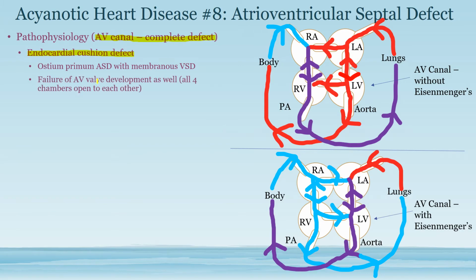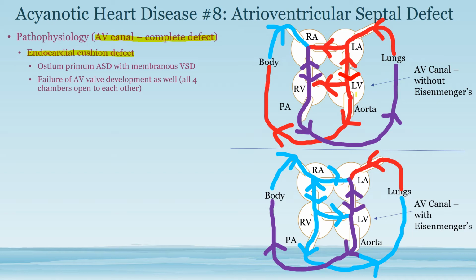We also have a failure of the AV valves to develop, and all four chambers are open to each other. So what that means is that blood flow can mix all throughout the system, but primarily since the left side is going to have more pressure than the right, blood's going to shunt from left to right.